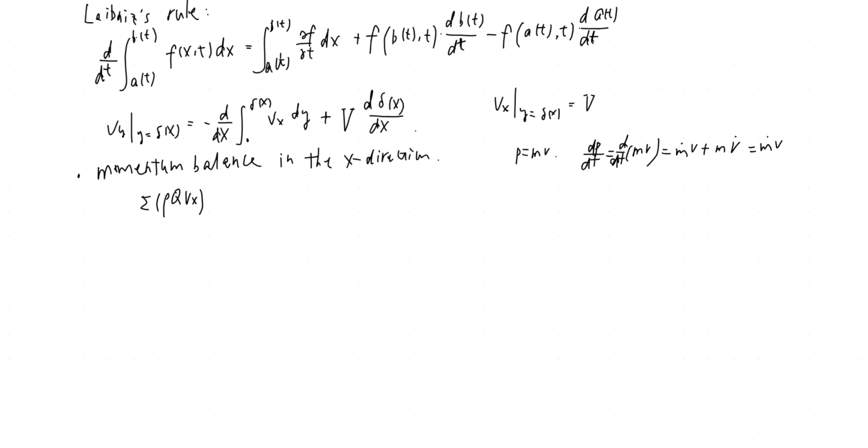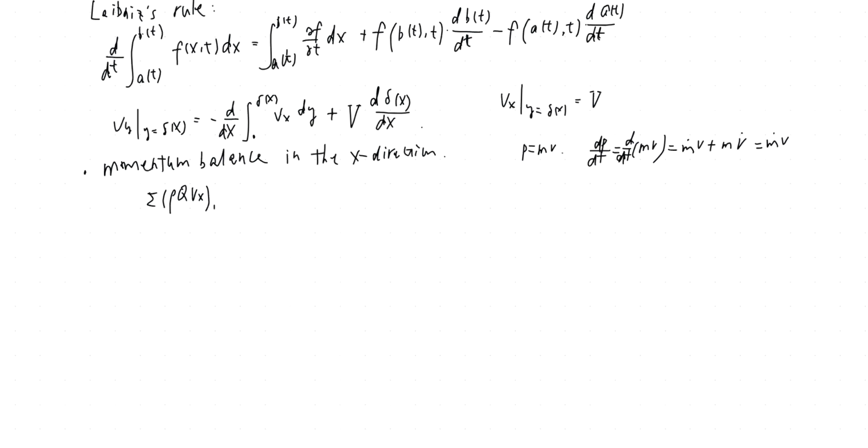Now we need to collect the terms. So the rate of change of momentum into the control volume, subtract the rate of change of momentum out of the control volume, should equal the total force applied onto the control volume.